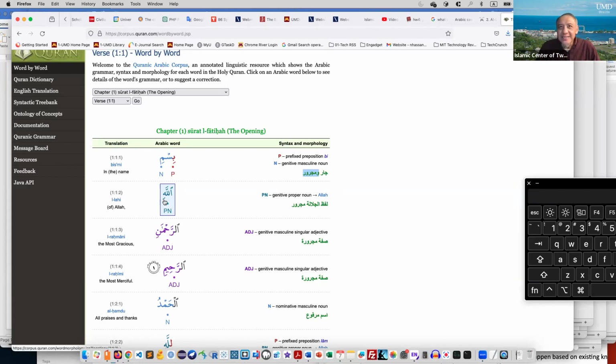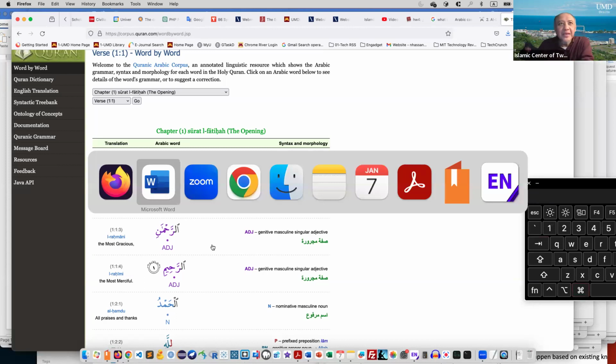Because it isn't majrur. Why is it not majrur? Where is the "because" one after that, harfun jar? Yes, we got that after. But here we've got, remember this one here.